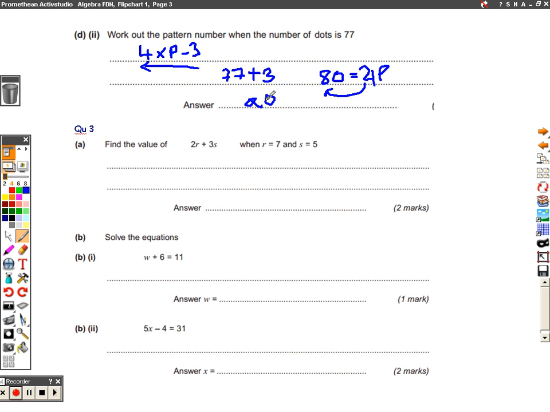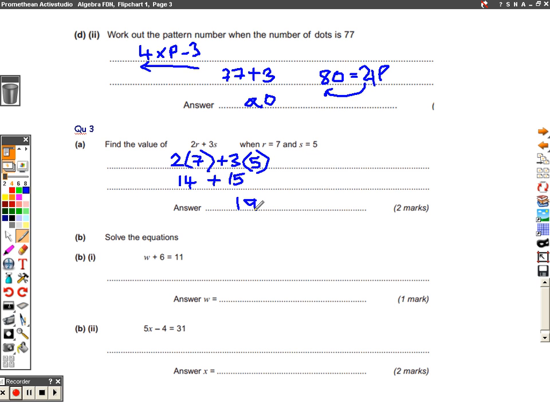Okay, question 3 is a simple substitution question. So you're replacing r with 7. You're replacing s with 5. 2 times 7 gives you 14. 3 times 5 gives you 15. And you're going to have 19.